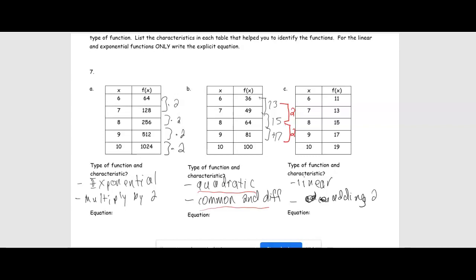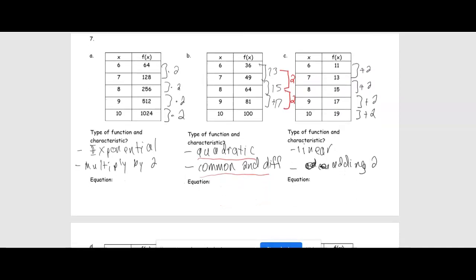Every time we have a common difference here of plus 2, plus 2, plus 2, and then plus 2. All right. Now the harder part, especially after a long summer, see if you can write the equation for those three. I'm actually going to challenge you and see if you can do letter B, because I think you might be able to do that one if you just look at those values in the table.